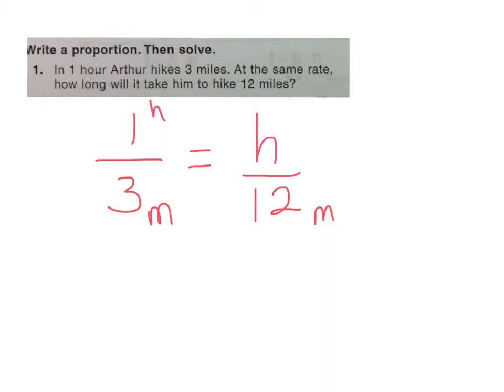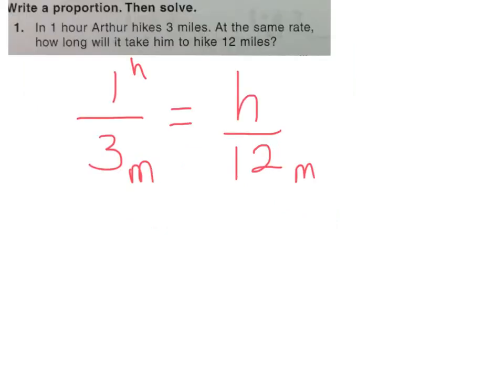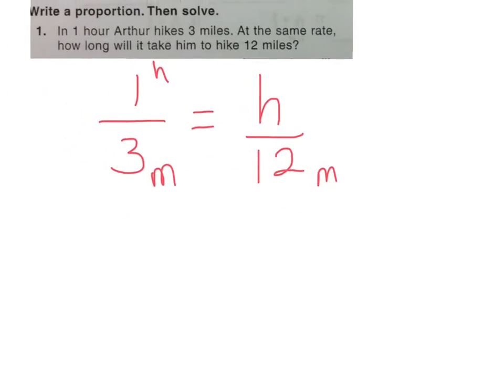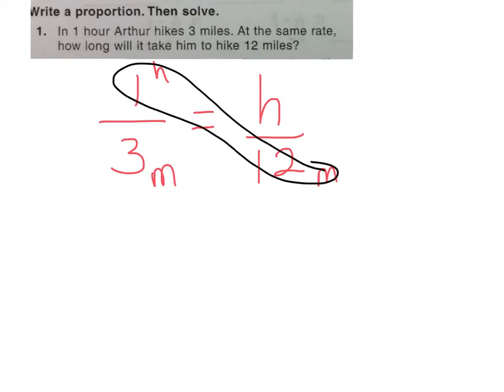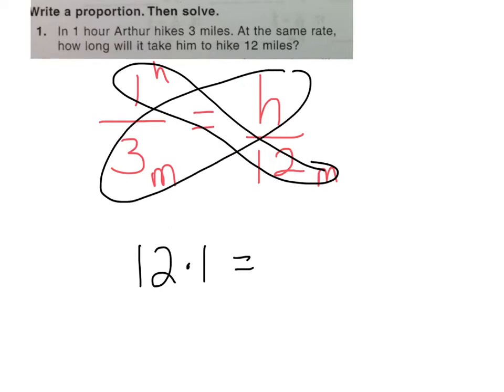So now we're going to take this and do our cross multiplying. So again, we're going to do a cross product. We're going to take this and go 12 miles times 1 hour, so it's going to be 12 times 1 equals 3 times h, which is going to be 3h. Simplify it to be 12 equals 3h, because we know how many hours there are.